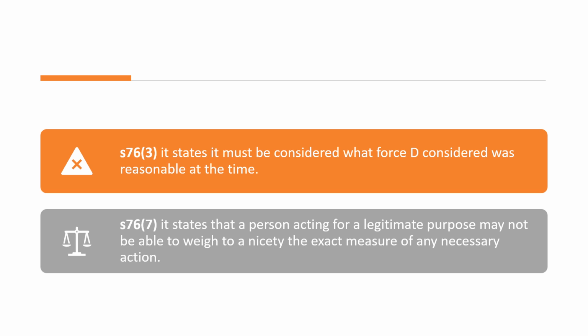And Section 76, Subsection 7 calls for a balance, really. It states a person acting for a legitimate purpose may not be able to weigh to a nicety the exact measure of any necessary action. So good phrase to use, weigh to a nicety. They don't have to pick the exact measure. They don't have to say an eye for an eye, or punch for a punch, kick for a kick. The jury are directed as to consider it doesn't have to be exactly proportionate. It just has to be reasonable.